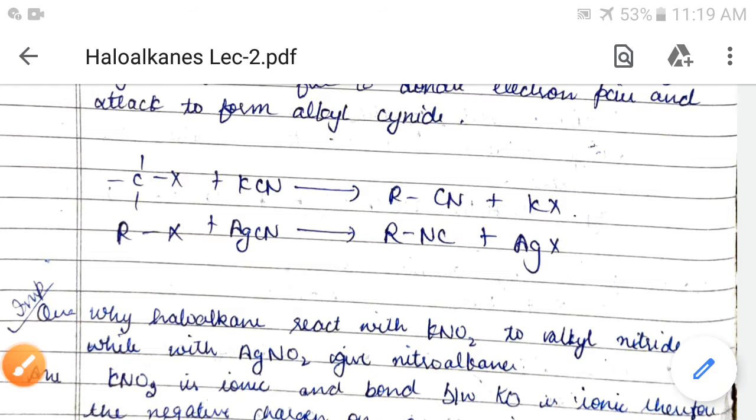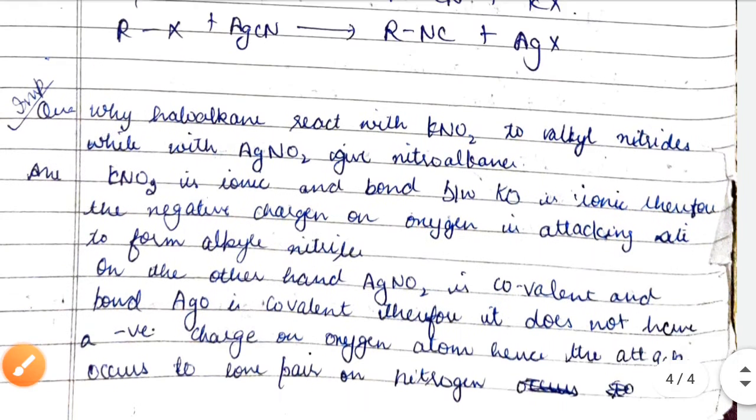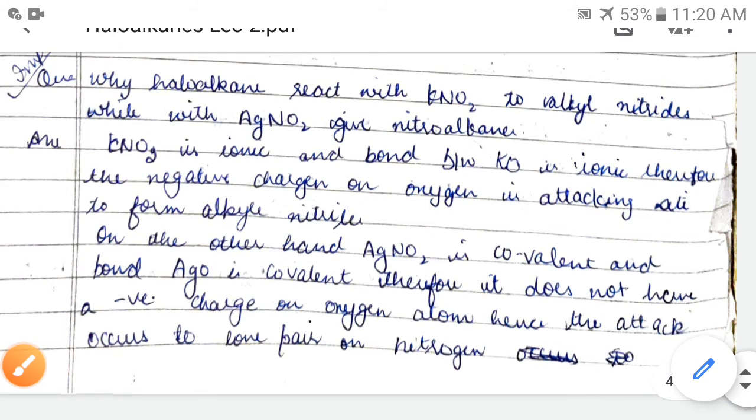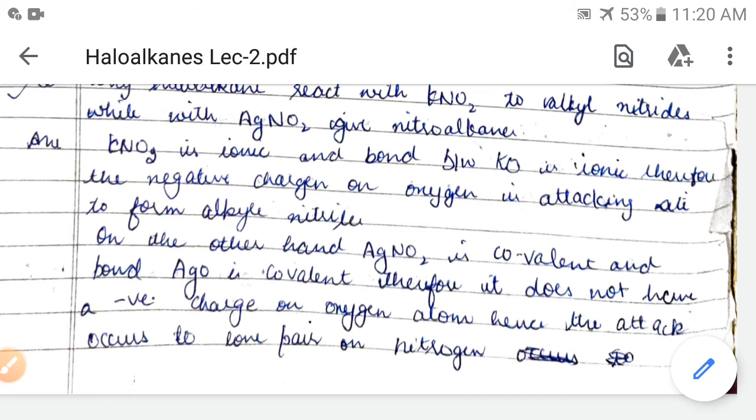And similarly in the case of potassium nitrite and silver nitrite, again potassium nitrite gives alkyl nitrites, and silver nitrite gives nitroalkanes. This is again on the basis of the ionic and covalent bond involved. So this is all about the nucleophilic substitution reactions in which various nucleophiles can replace the halogen in haloalkanes.